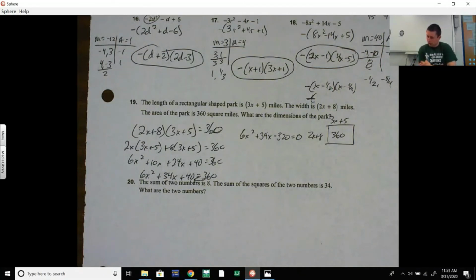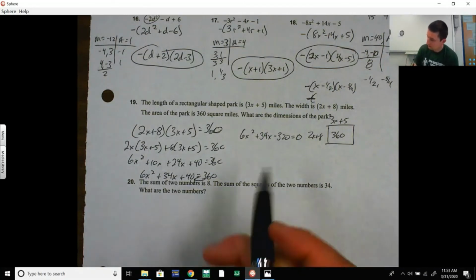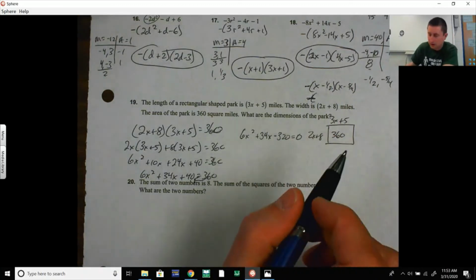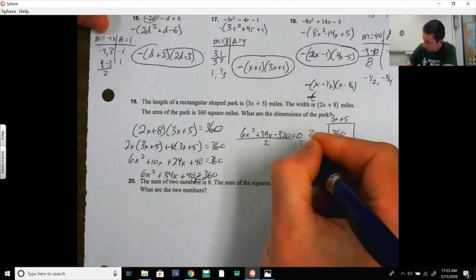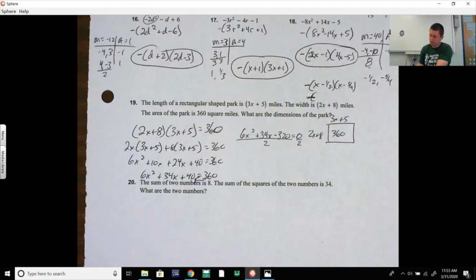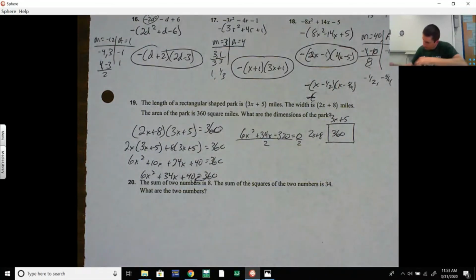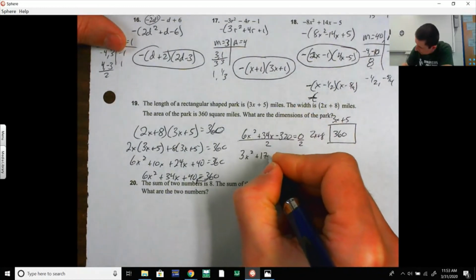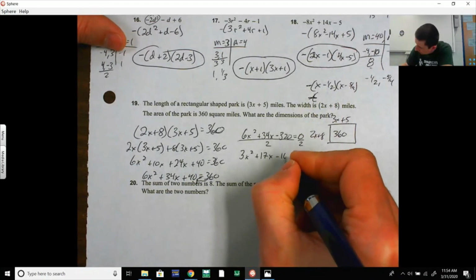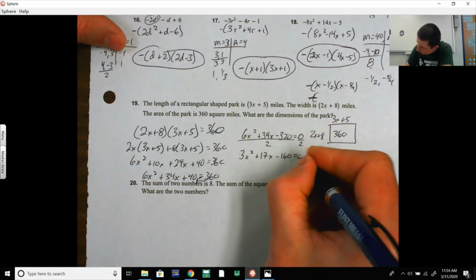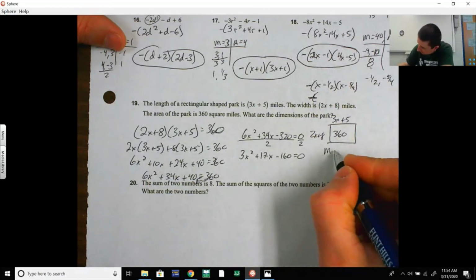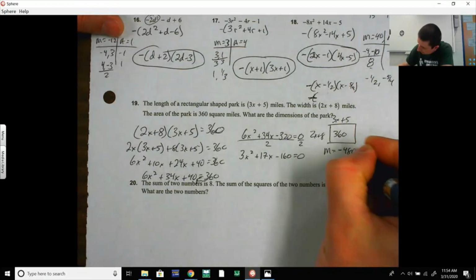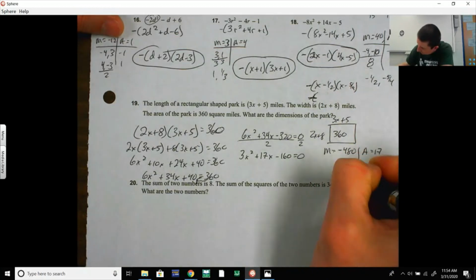Okay? So now we solve. As 6, 34, and 320, this 2 goes into those at least. So with an equation, the nice thing is you can divide both sides by 2, and then you can just get rid of the 2. You can divide by a constant. So 3x squared plus 17x minus 160 equals 0. So now, what multiplies to 3 times 160? What multiplies to negative 480 and adds to 17?